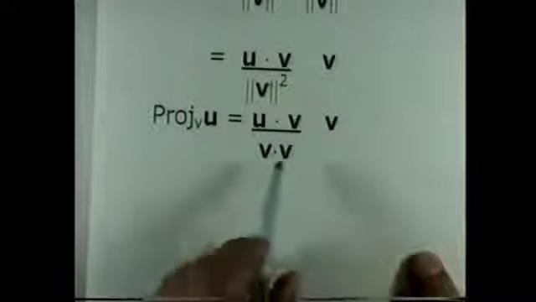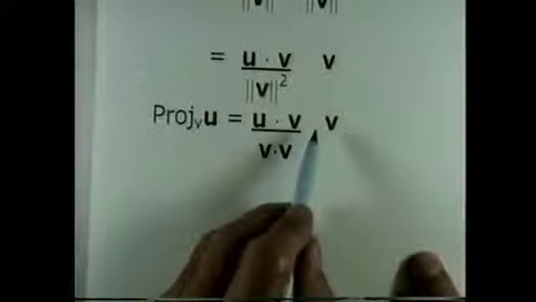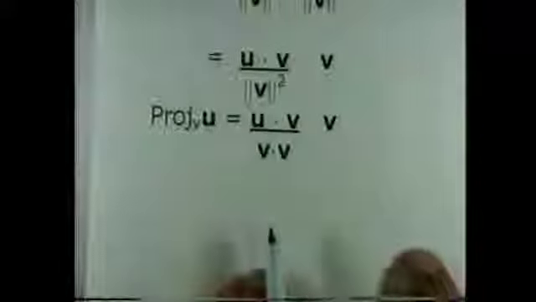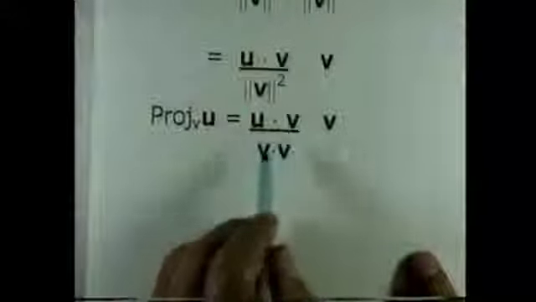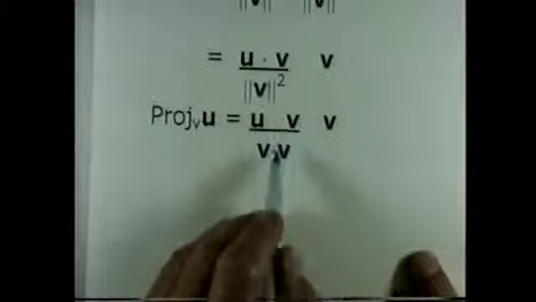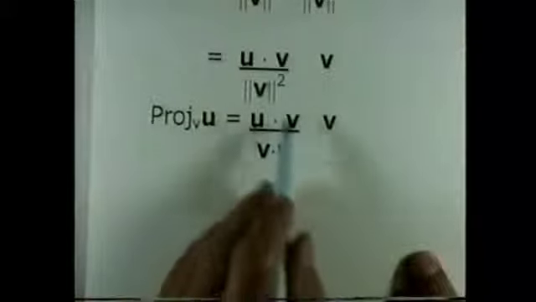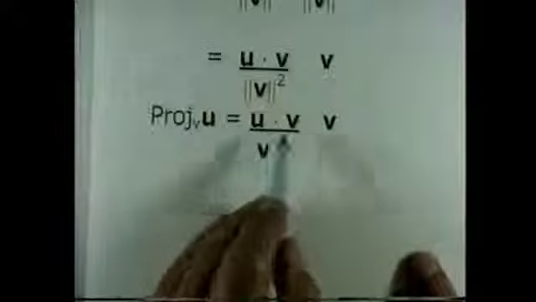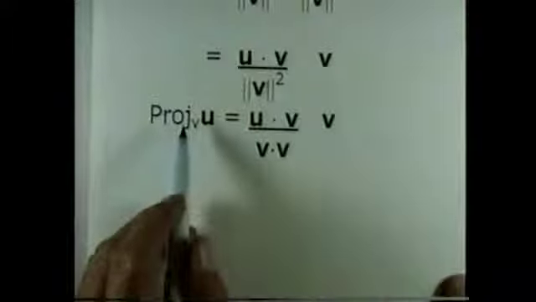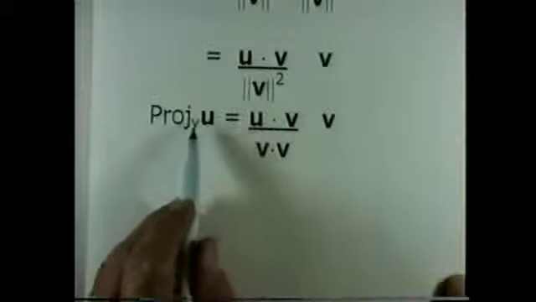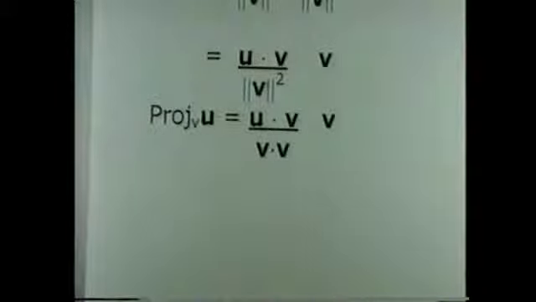Now you're saying, well, what type of product is this? Is this a dot product, or what type of product? Well, it's just plain multiplication, because U dot V is a scalar, V dot V is a scalar, scalar divided by scalar is a scalar, so all this is just a real number. So it's that real number times the vector V that will be the projection of U onto V.